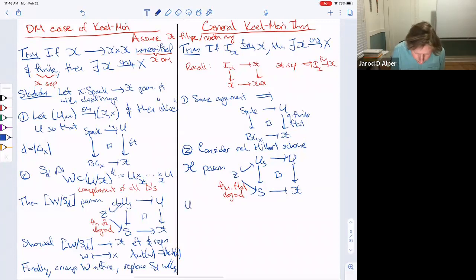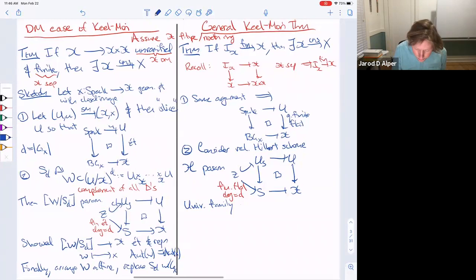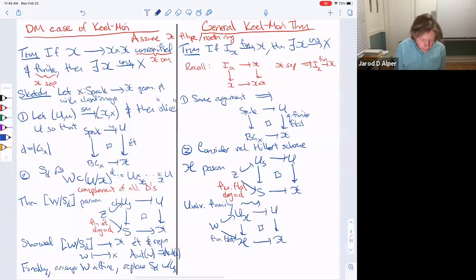And then once you have this, the universal family of the Hilbert scheme gives a morphism from H to X, as well as a closed subscheme of the fiber product. Let's call that W, such that this map is finite flat. And note that since U to X is representable, W is even a scheme, and you can even arrange it to be affine. And moreover, this map here is what you've constructed. This map is étale and representable. And by construction, there is a point W in here mapping to X, inducing an isomorphism of automorphism groups.